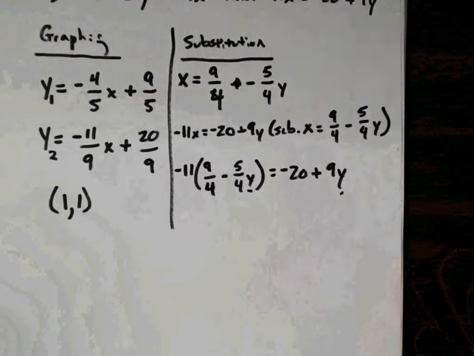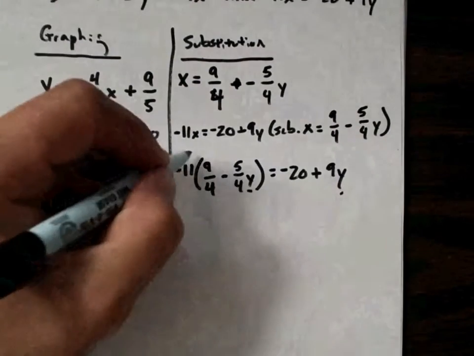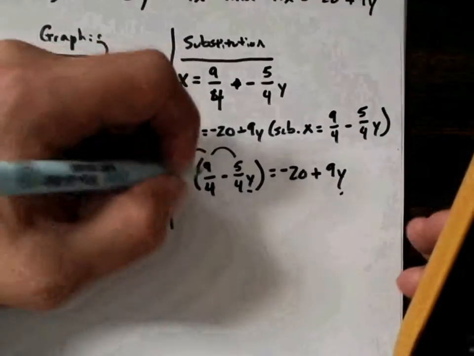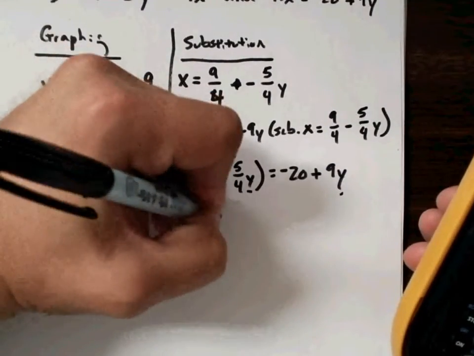All right? And so, we're going to multiply that. I'm going to go negative 11 because we're doing the distributive property here. Negative 11 times 9 divided by 4, and I'm going to get into some decimals now, if that's okay with you.